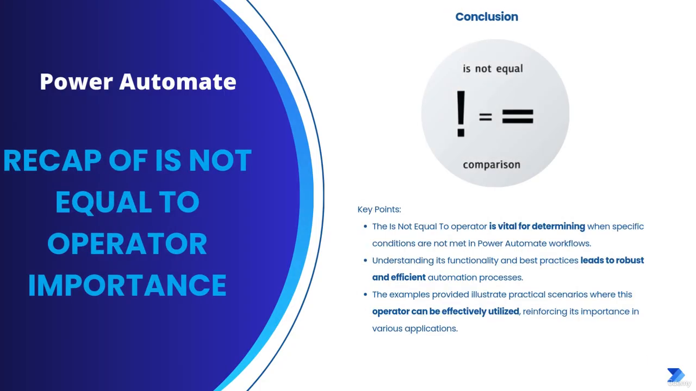Conclusion. The is not equal to operator is vital for determining when certain conditions are not met in Power Automate workflows. By understanding its functionality and applying best practices, you can create robust and efficient automation processes. The examples provided illustrate common scenarios where this operator can be effectively utilized, emphasizing its importance in various applications.